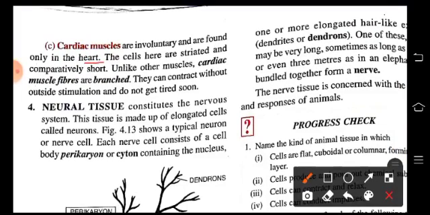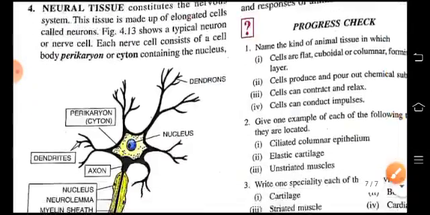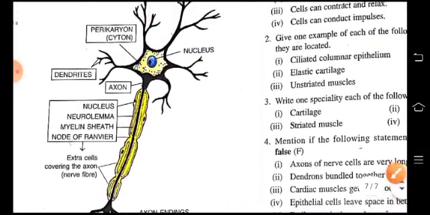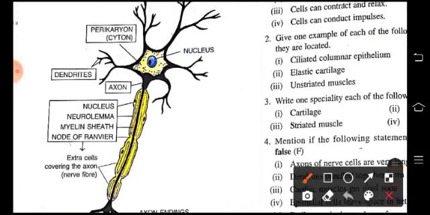Next, the last tissue is the neural tissue, which constitutes the nervous system. It is made up of elongated cells called neurons. So here is the structure of a neuron or the nerve cell. It is divided into two main parts, the axon and the cyton. Sorry, this is cyton and axon.